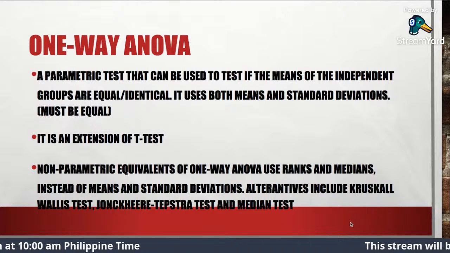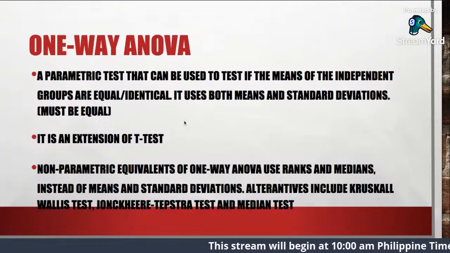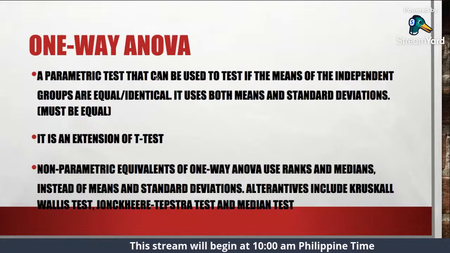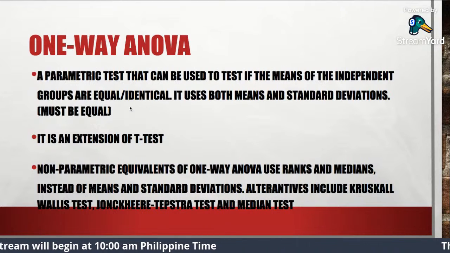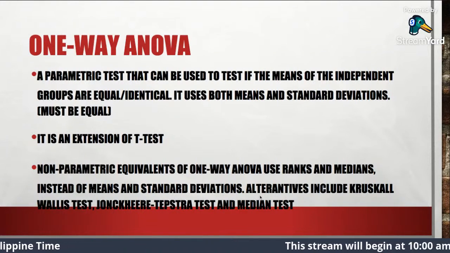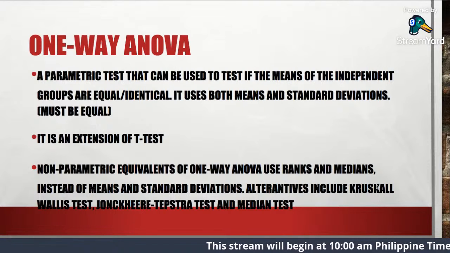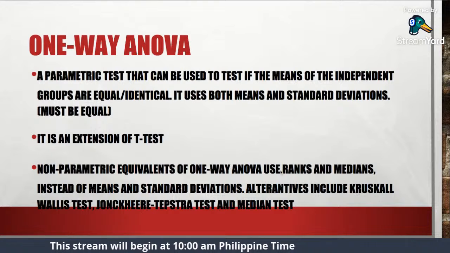So we have here the alternatives for non-parametric tests, meaning if the assumptions, there are three assumptions in one-way ANOVA, are not met, or if one of them is not met, then we can make use of the alternatives like your Kruskal-Wallis test, Jonckheere-Terpstra test, or the Mood's median test.